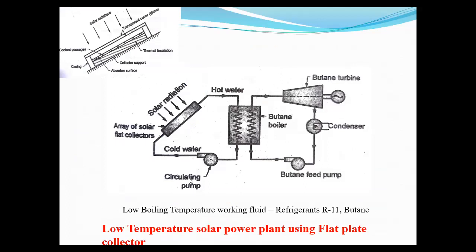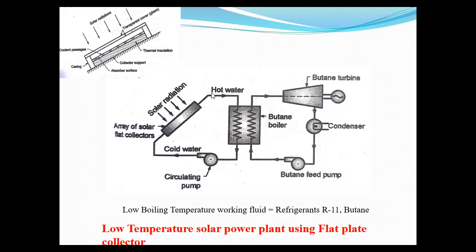So this is a typical schematic of a low temperature solar power plant using a flat plate collector. Here we have the area of the flat plate collector, and we have already discussed the structure of the flat plate collector and its components. Here a number of flat plate collectors are arranged in series and parallel to get more flow rate. This is an array of solar water flat plate collectors, with solar radiation falling on it.